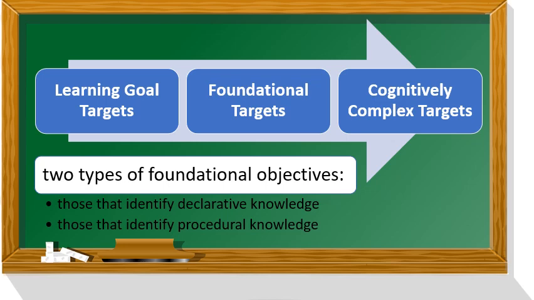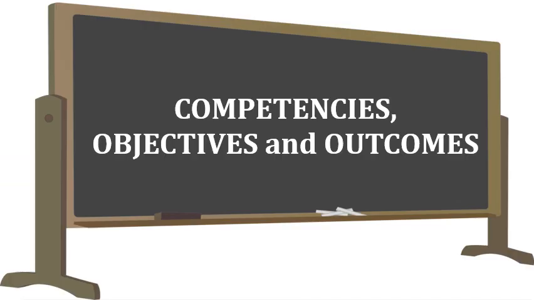Cognitively complex targets ask students to use the knowledge and skills of the rule to extend their creative thinking and make applications beyond what is outlined in the standard. So those are the three types of learning targets. Let us now proceed to competencies, objectives, and outcomes. These three words are very critical to the successful implementation of teaching, learning, and evaluation.